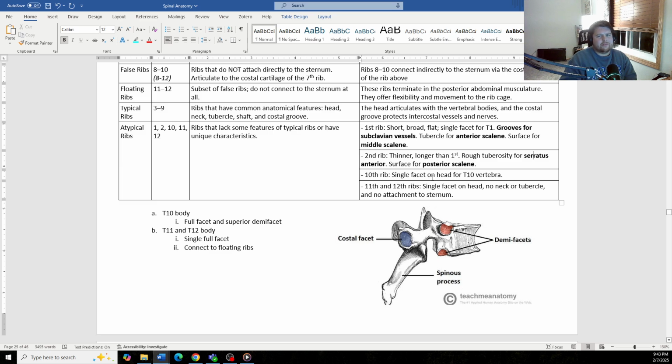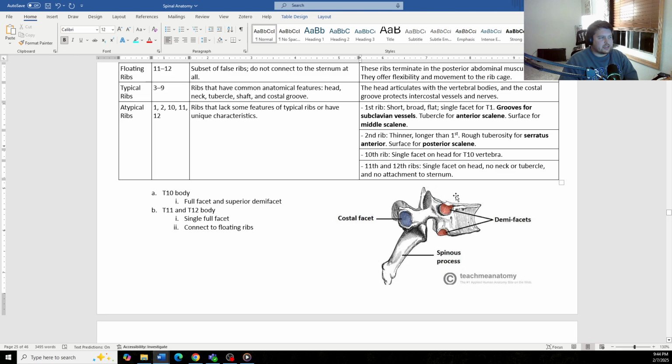10th rib, very, very unlikely that you'll ever get asked about the 10th rib, but it just has a single facet on the head for the T10 vertebrae. And then the 11th and the 12th rib, it has the single facet on the head, no neck or tubercle, and no attachment to the sternum, which makes it that atypical rib.